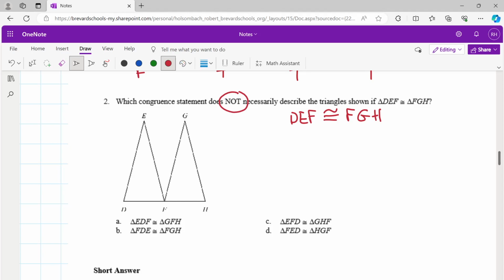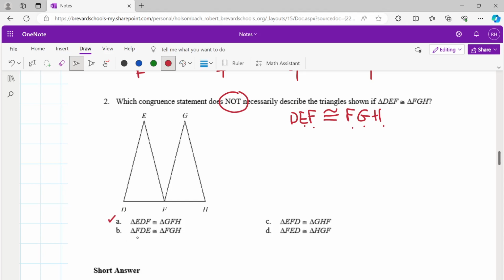So answer choice A says that EDF, they went second, first, third in the order of their vertices. So if they went EDF, second, first, third, then in the second description, they got to go second, first, third. And they did that, didn't they? FGH. So this one's true.